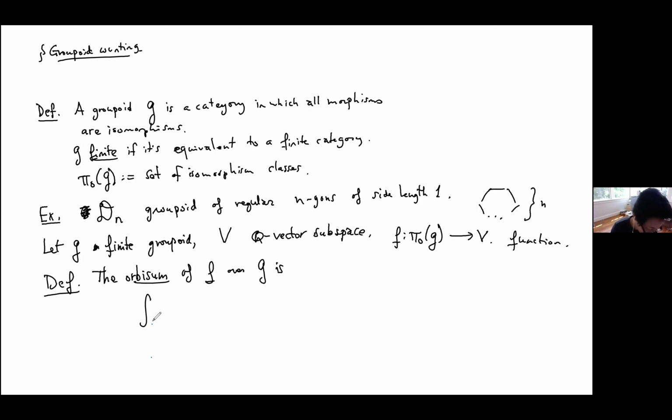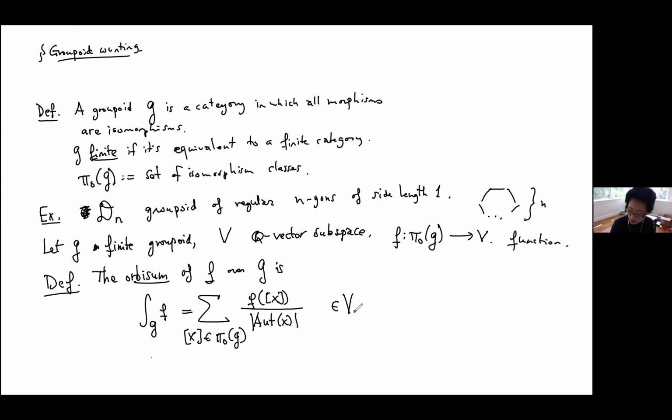I'll write it as the integral of F over G. By definition, it's the sum over all isomorphism classes of G of not the value of F, but the value of F at that isomorphism class weighted by the number of automorphisms. This makes sense because we're in a rational vector space, so this is some element of V. Is it okay? A special case of this is the groupoid cardinality. Let me define the groupoid cardinality of G as the orbisum of 1.